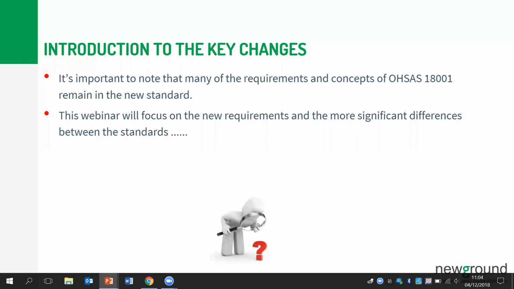Just before I go into the changes in the standard, it's important to point out that many of the requirements and concepts of 18001 do still remain in the new standard. Some requirements are almost exactly the same. Some have just had slight amendment or a change in emphasis. Some have had more significant change or have quite a new focus. And there are also some entirely new requirements. In the main today, I'm going to focus on the new requirements and the more significant differences between the standards.